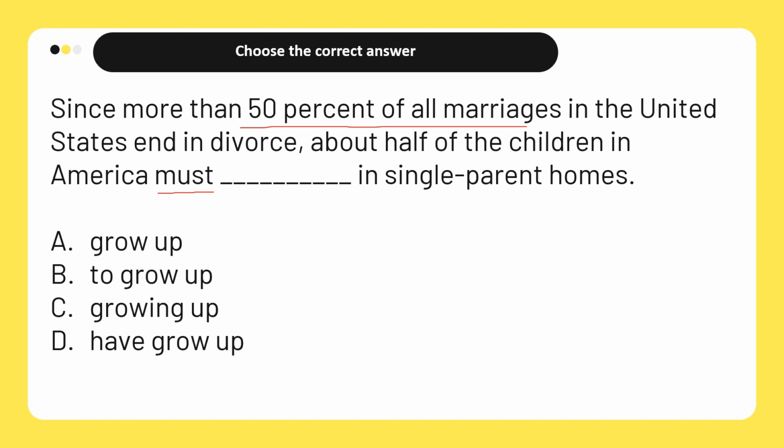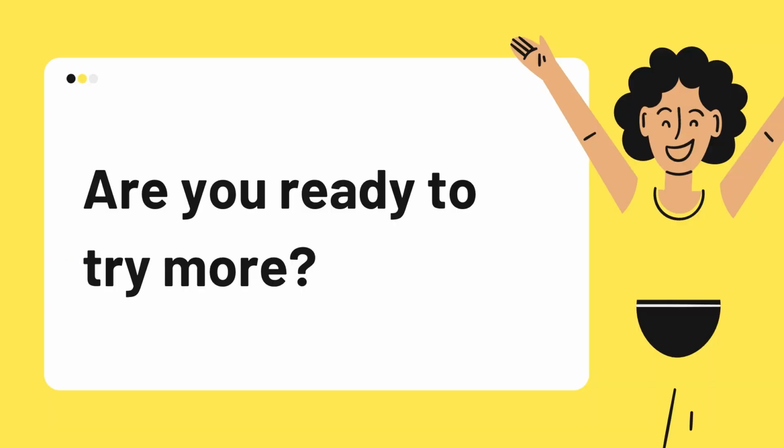What is it followed by? Is it followed by past participle, verb 3, or verb-ing, or verb 1, the base verb? Well, here, must for something that repeats is followed by the base form, verb 1. So here the answer is A. Grow up.